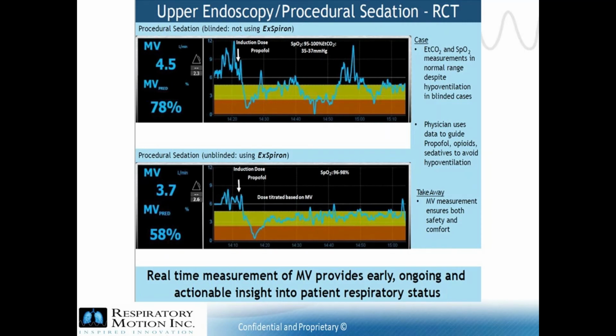This case study is from a blinded randomized controlled trial in procedural sedation cases. The first patient on the top shows the patient bouncing between being over-sedated and in hypoventilation and being under-sedated, thus moving around, delaying the procedure. On the bottom, the patient using the ExSpiron and the ExSpiron's data. After the initial dip from the propofol induction, clinicians were able to titrate sedation to maintain adequate comfort and stillness while preventing episodes of hypoventilation.